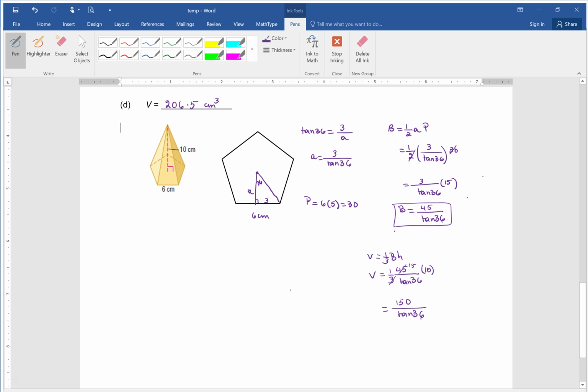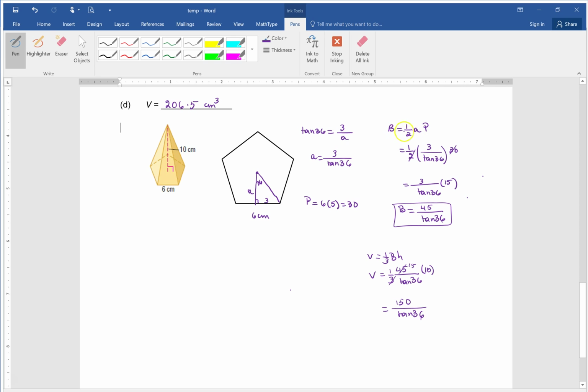Now, the volume is 1/3 base times height. So 1/3 times this times 10. 3 and the 45 give you 15. 150 over tangent of 36. And if you plug it in, I believe you get 206.5. Double that, because we forgot to do that half. Right. So, okay.